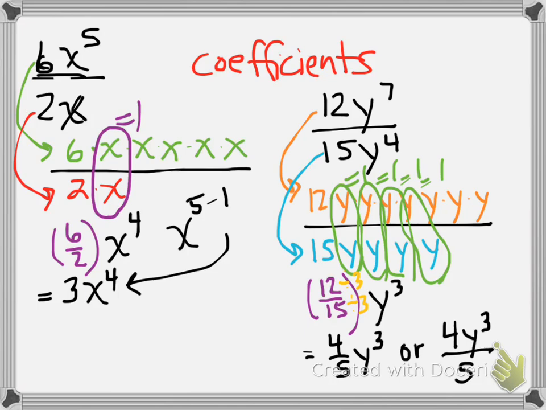Okay? Did the rule work for the variable part? It did. Okay, verify. How about on the 12y to the 7th, 15y to the 4th? Did the rule on the exponents work in the division problem? Yeah. It did. So that works. But we need to add something that deals with what happens with the coefficients. But before we do that, I want to do one more example.